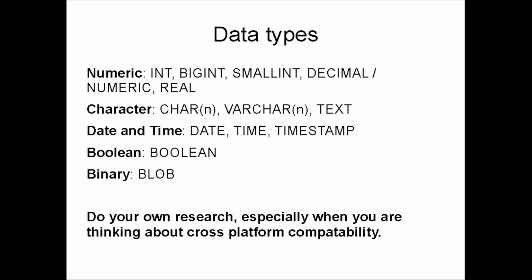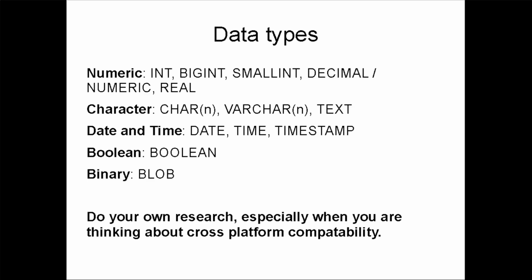Character data types, for storing text. Character, fixed length string, character, 10, can store up to 10 characters. Variable character, variable length string, variable character, 255, stores up to 255 characters. Text, large text storage, can vary by database.